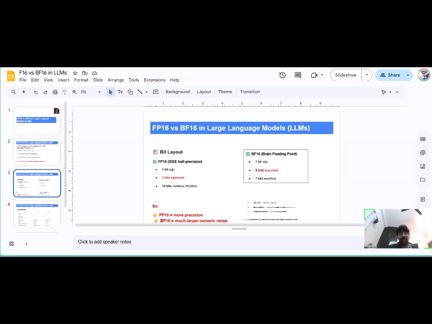How will it impact? What is this exponent? Exponent means how the number can be scaled. Here the number scaling is only a 5-bit exponent, and here the number scaling is an 8-bit exponent. That means BF16, with its 8-bit exponent, can handle large numbers also.